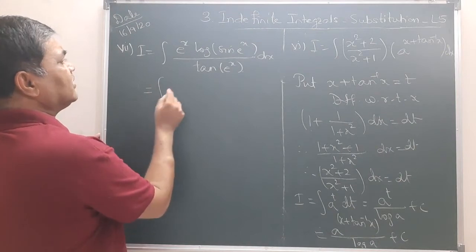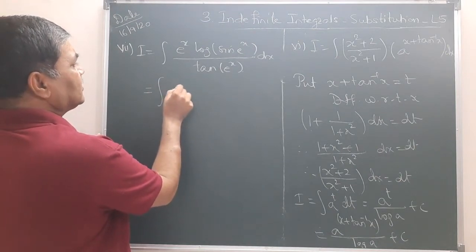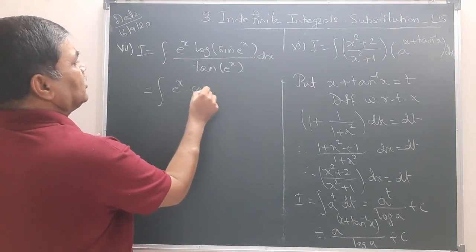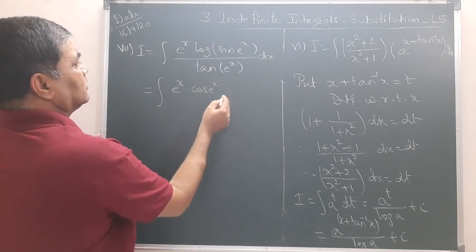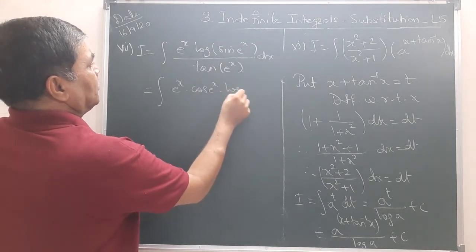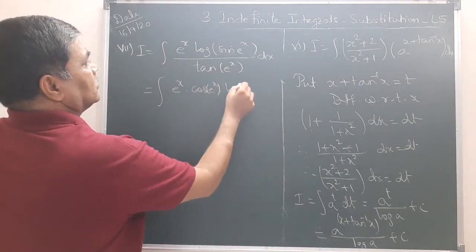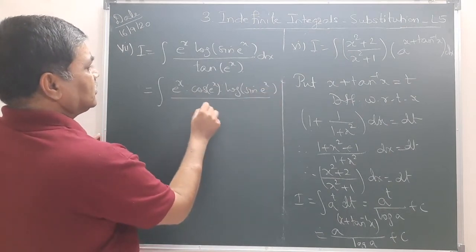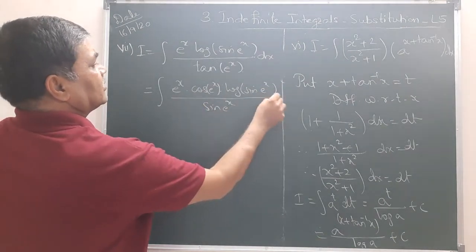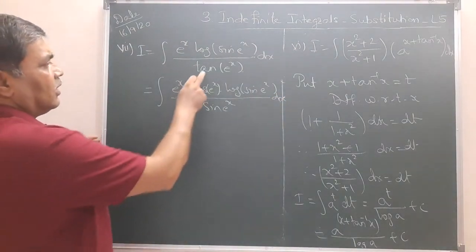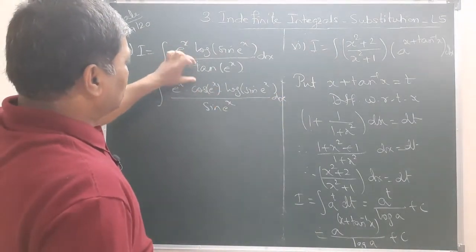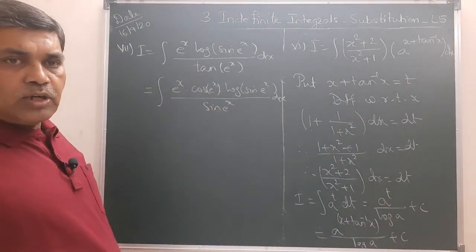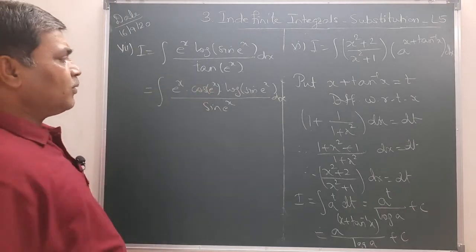I can firstly write this as e raised to x into cos of e raised to x into log of sin of e raised to x upon sin of e raised to x dx. Substituting tan is equal to sin upon cos, and taking cos in numerator, we will get this term.